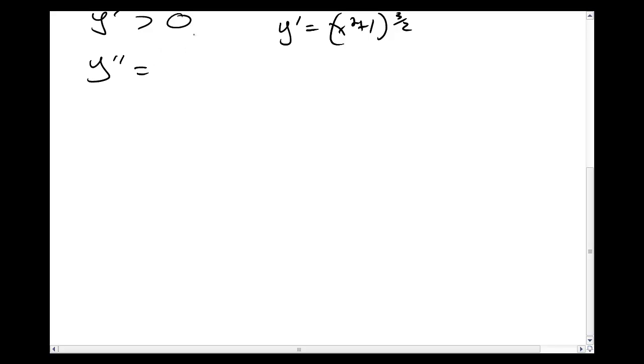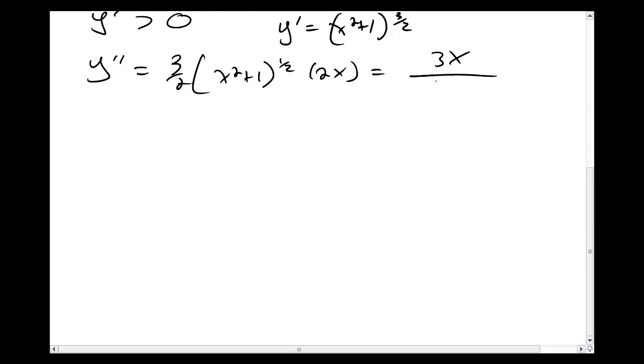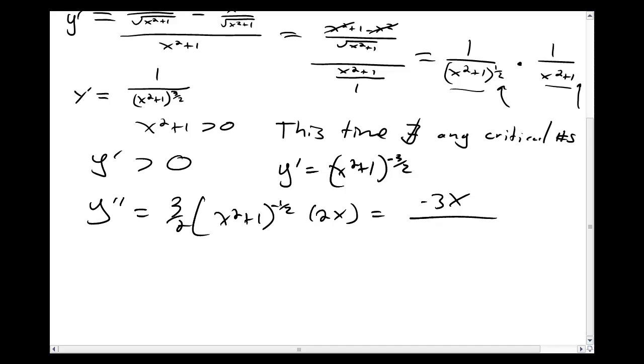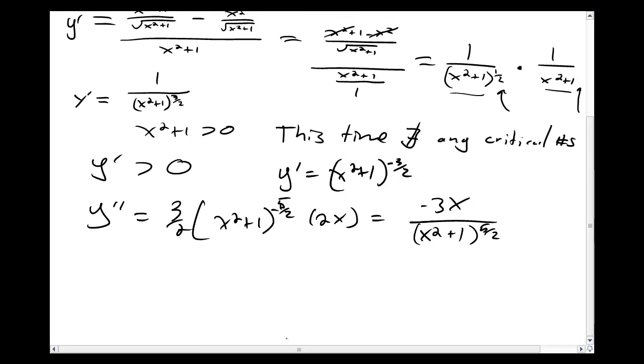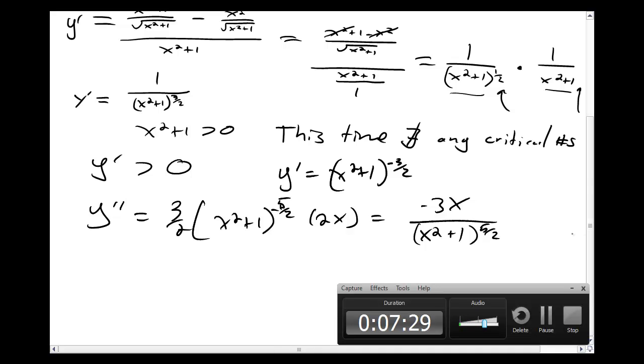If I can get my second derivative, I'm going to pull that 3/2 down. I'm going to have my x squared plus 1. 3/2 minus 1 gives me 1/2, and I'm going to multiply by 2x on the inside. Just doing some algebra is going to leave me with 3x on top, and on the bottom I'm going to have x squared plus 1 to the minus 5/2. And once I pull it down to the bottom of the denominator there, it will suddenly become positive. Alright, that's nice.